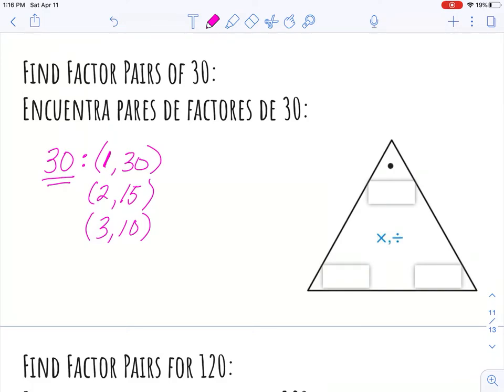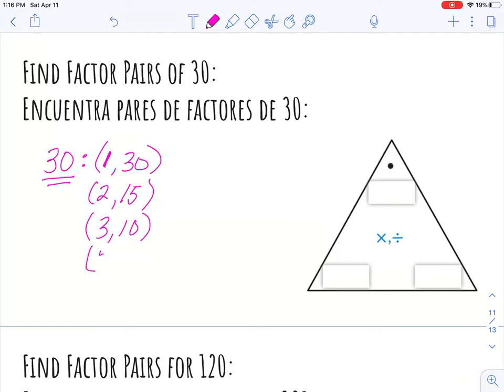So I'm going to practice counting by 4s to see if I can get to 30. 4, 8, 12, 16, 20, 24, 28, 32. Ooh, I skipped 30, so 4 does not work.